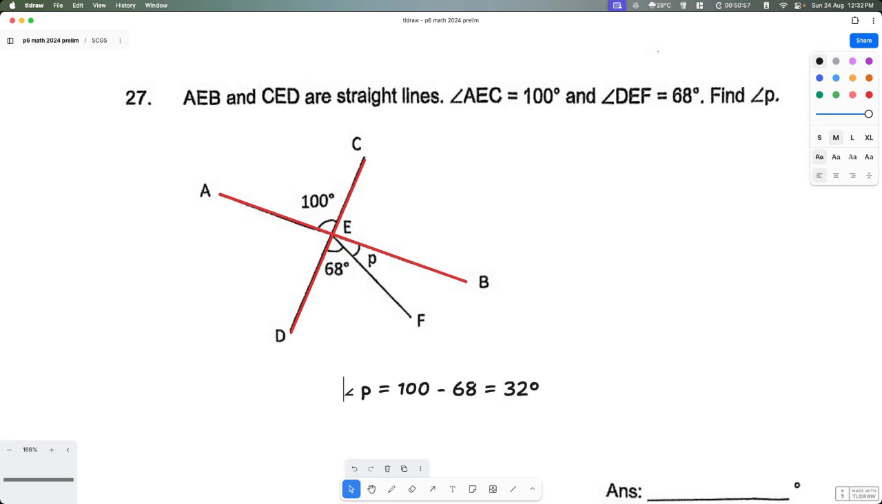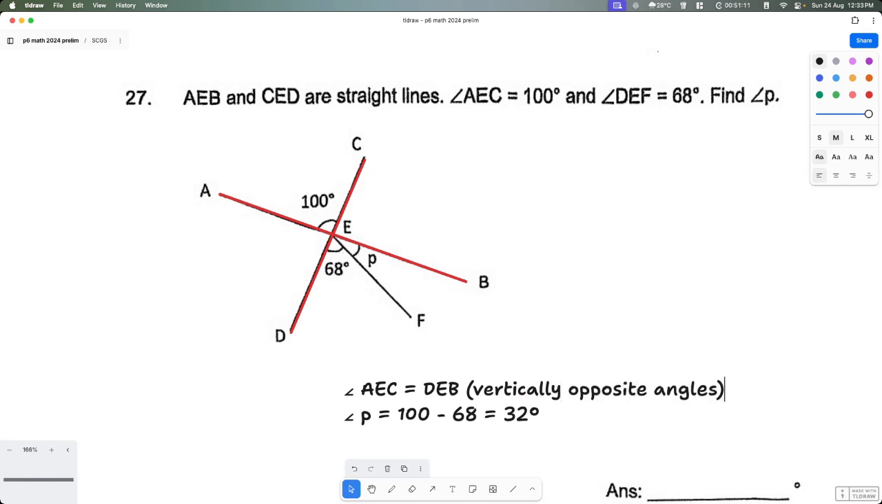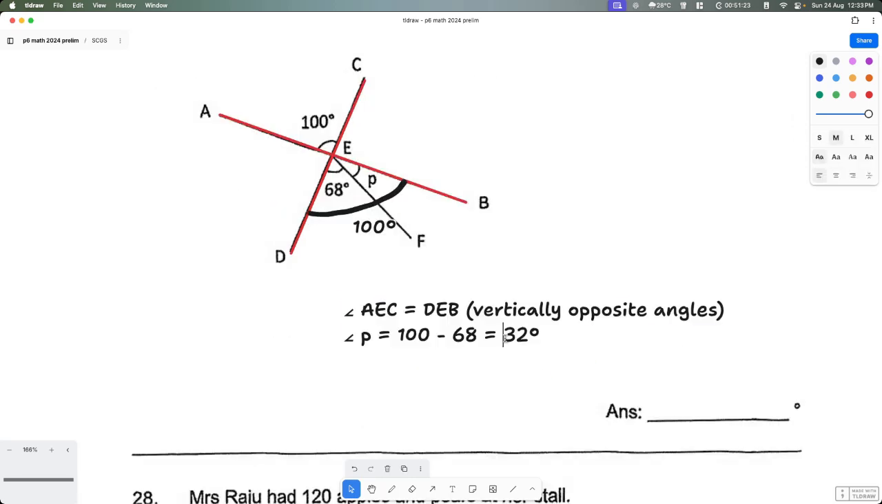Okay, so why is that? It's because angle AEC is equal to angle DEB, which means these are vertically opposite angles. Okay, so that means this whole angle over here, right? This whole angle over here is 100 degrees. All right, so that's why. Okay, so the answer is 32 degrees. That's what I see over here. Okay, let's move on to the next question.